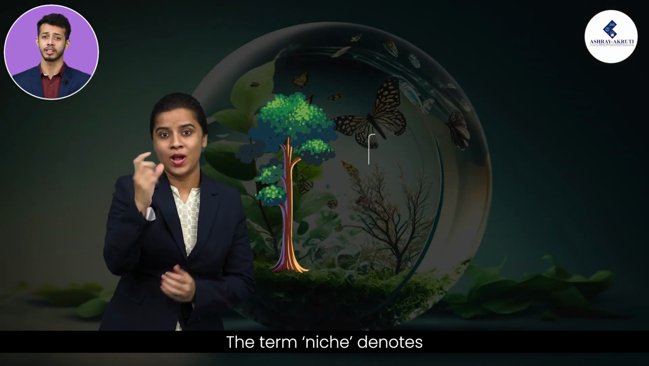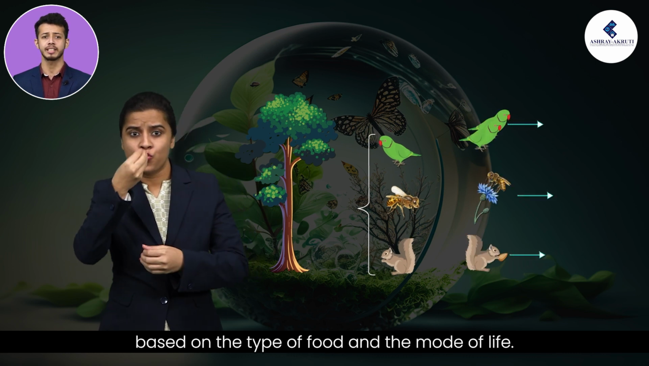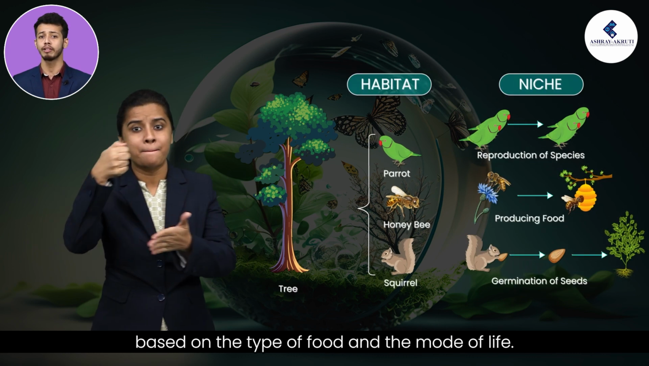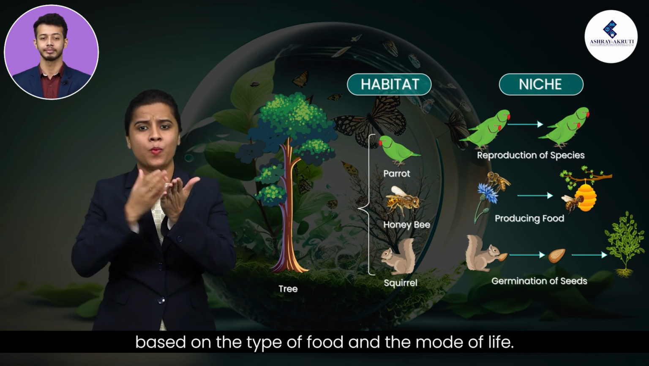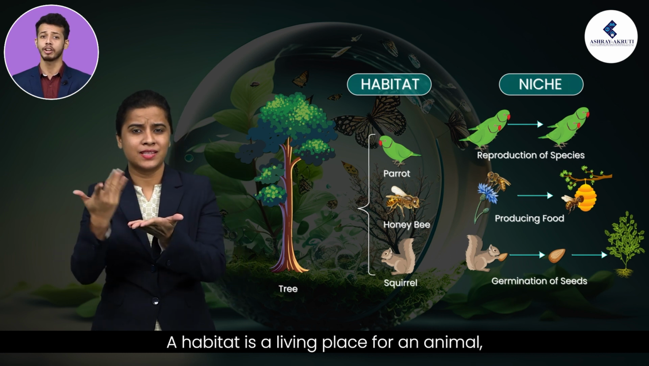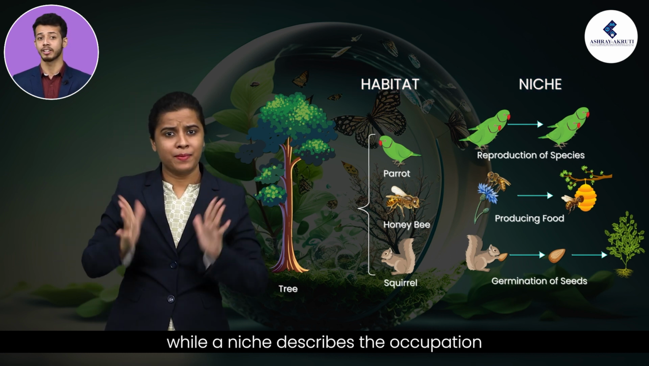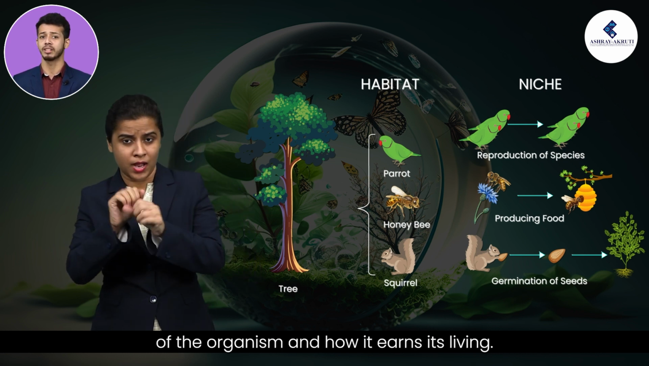The term niche denotes the animal's position in the food web based on the type of food and the mode of life. A habitat is a living place for an animal, while a niche describes the occupation of the organism and how it earns its living.